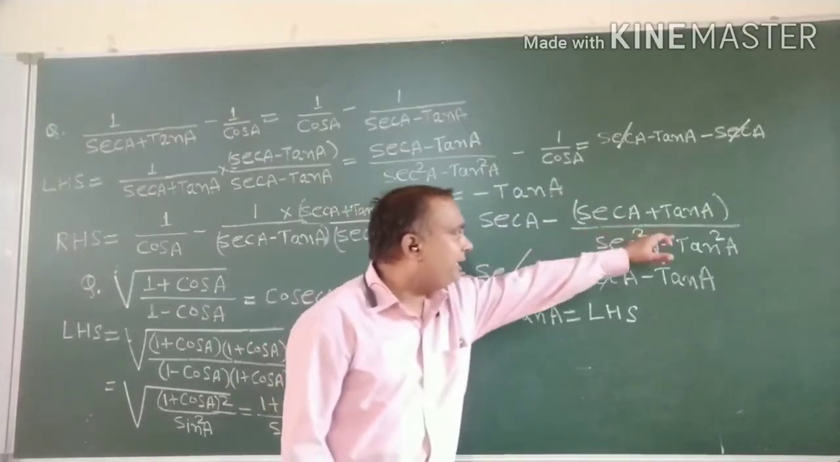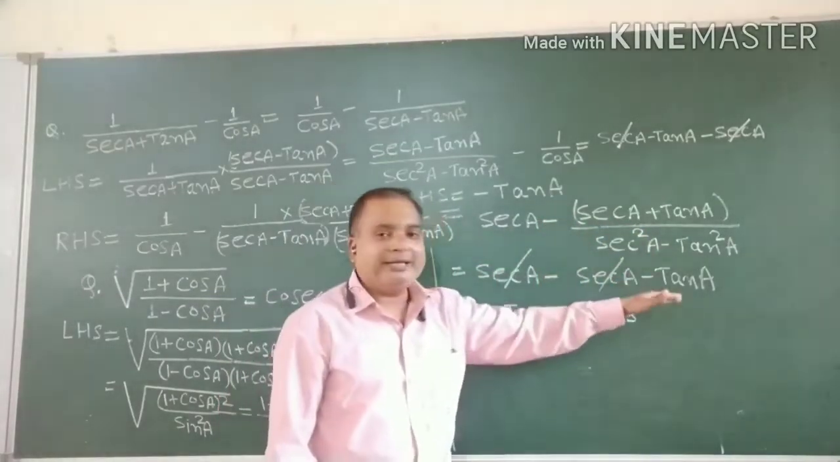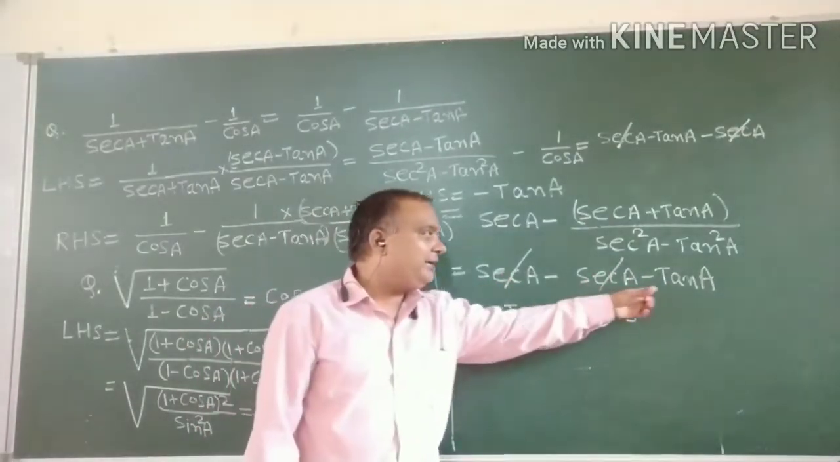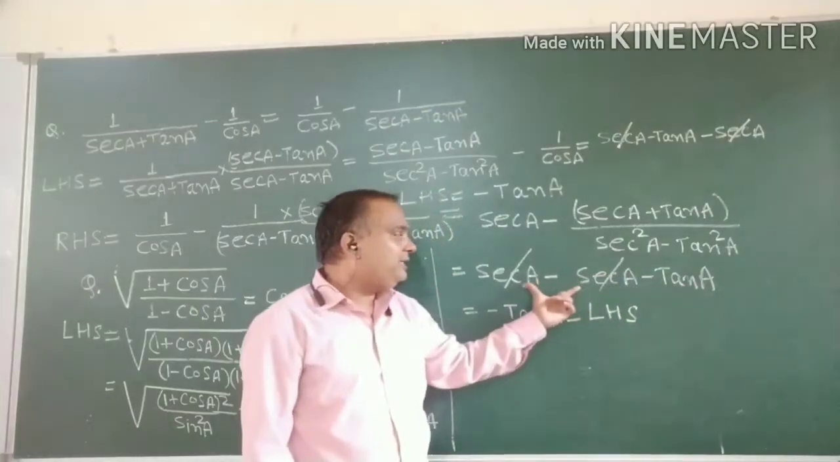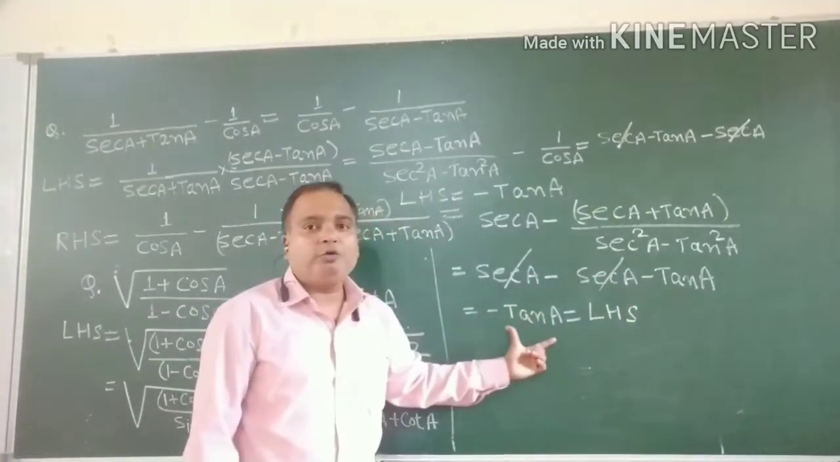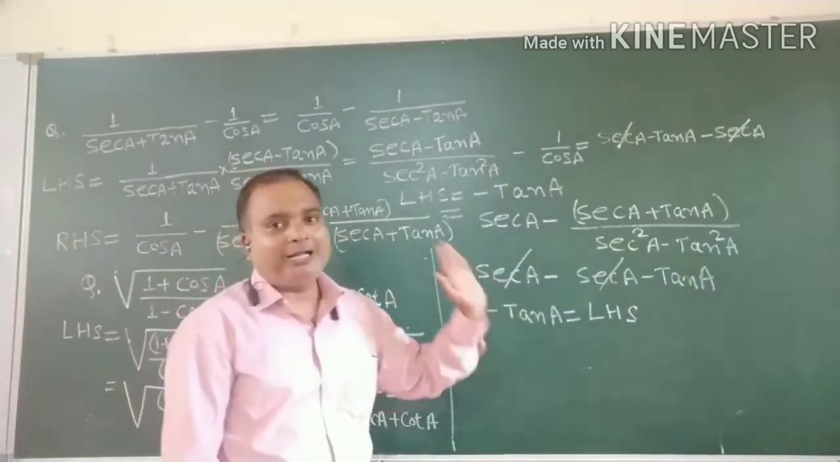Now sec a plus tan a and the outside minus sign. So the sign inside the bracket will be changed. So sec a minus tan a. These two terms will be cancelled out. So the RHS is also equal to minus tan a. So we can prove LHS is equal to RHS.